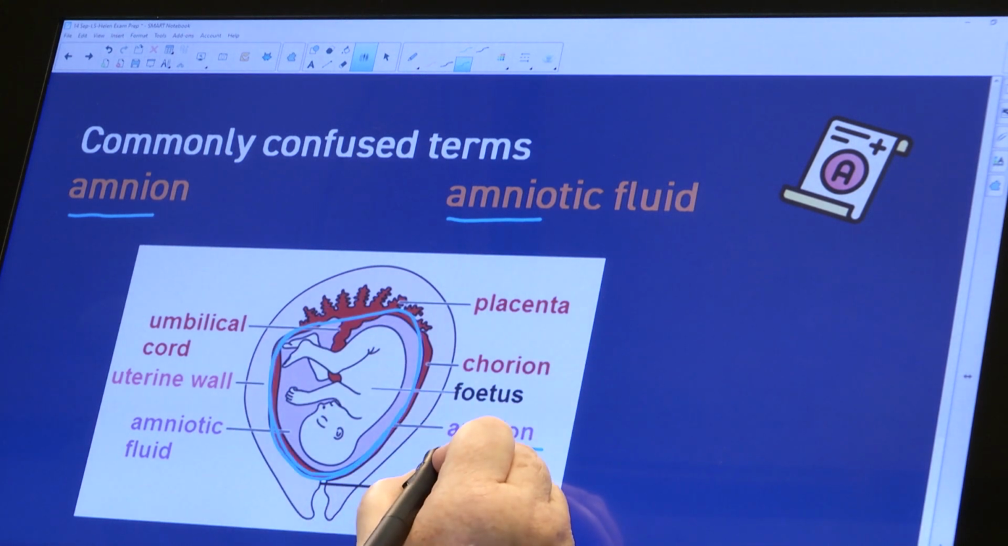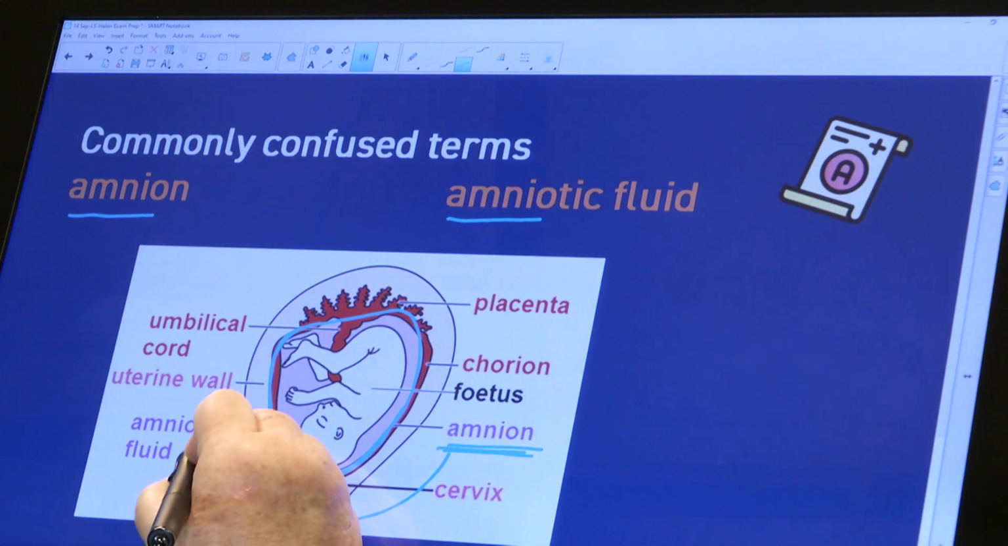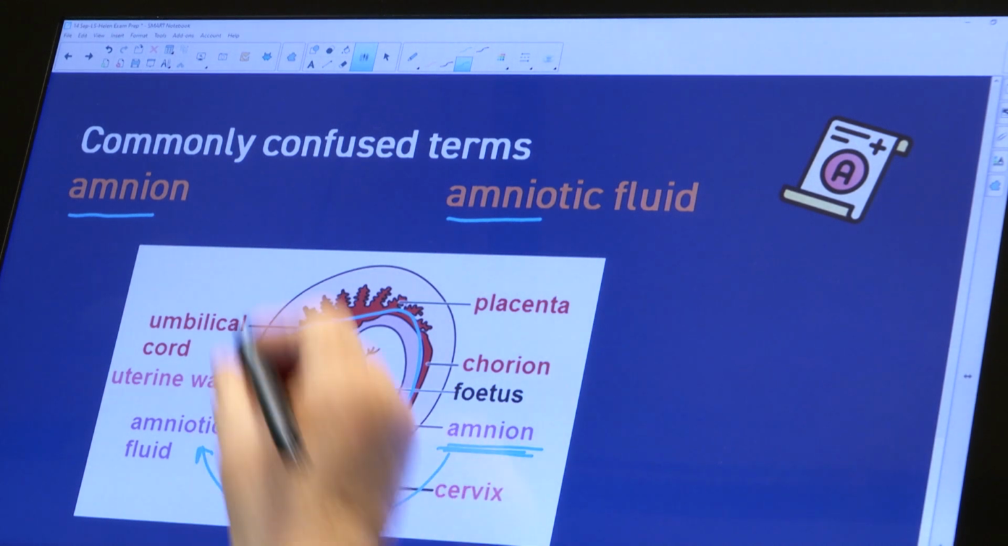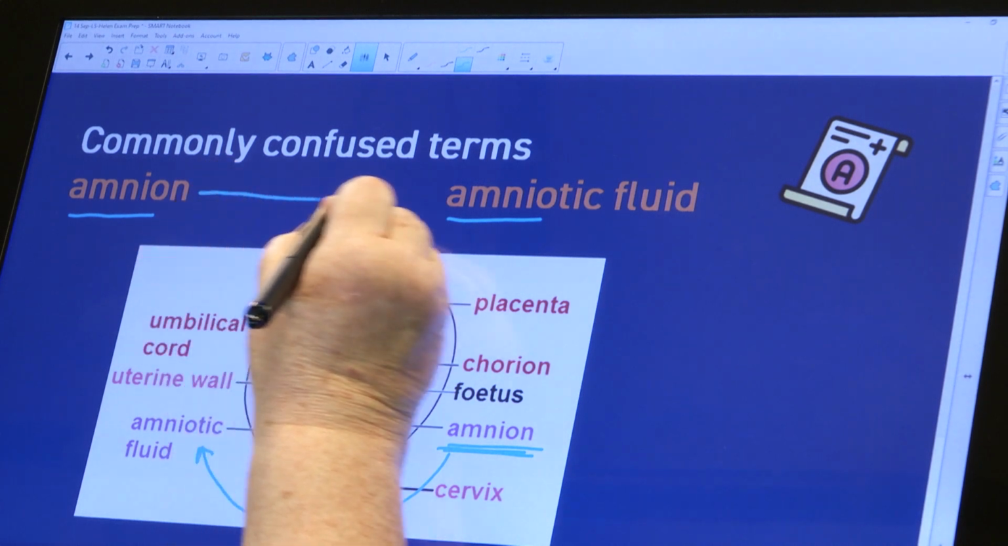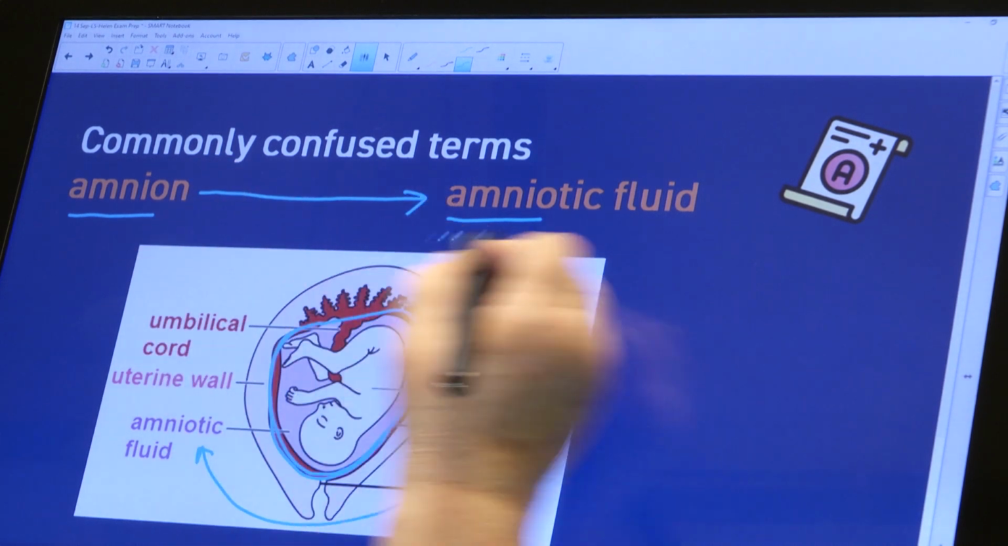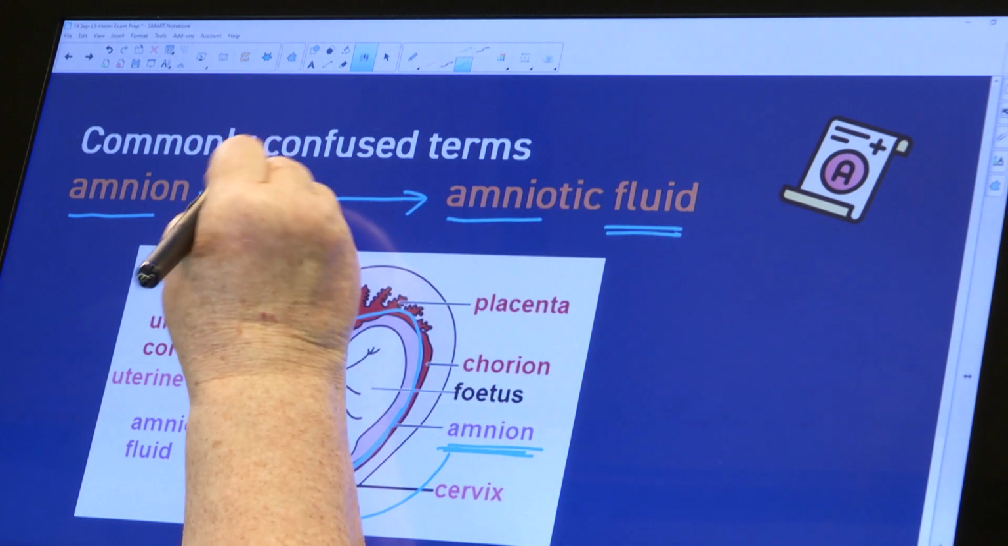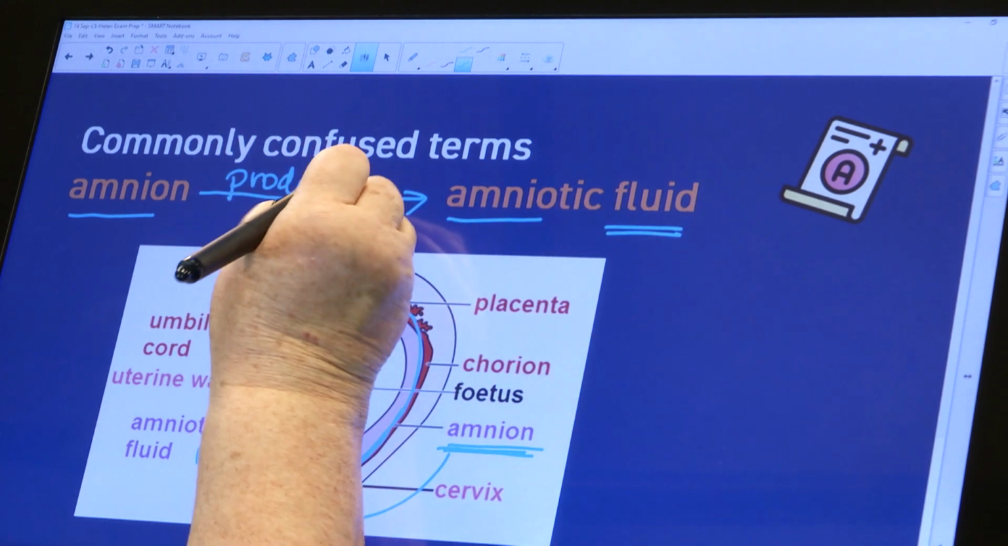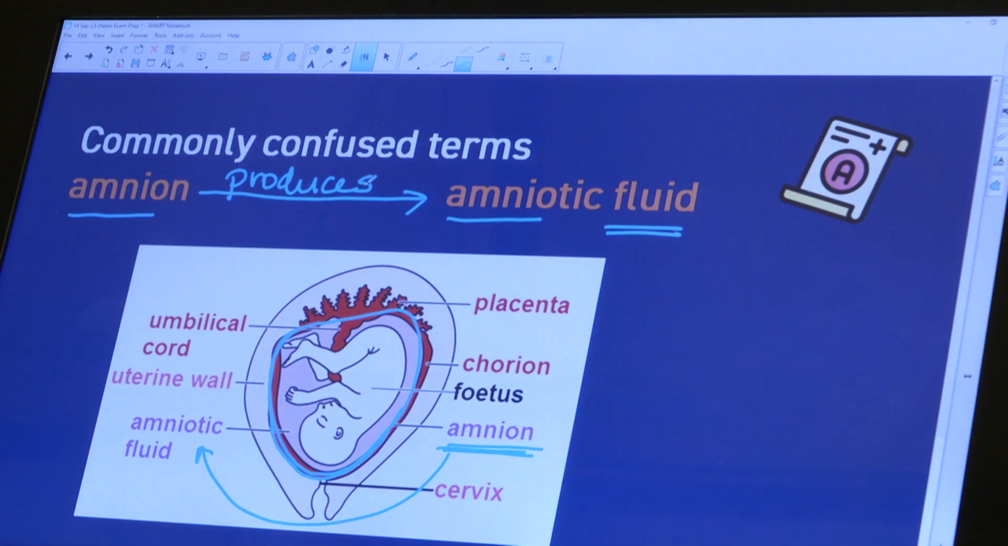And the amnion secretes the amniotic fluid. So here, the amnion is making the amniotic fluid. It produces it. So we can't confuse those two terms. The amnion is the structure that produces the amniotic fluid. And you know that the amniotic fluid acts as a bit of a shock absorber. It acts as an insulator for that growing fetus.